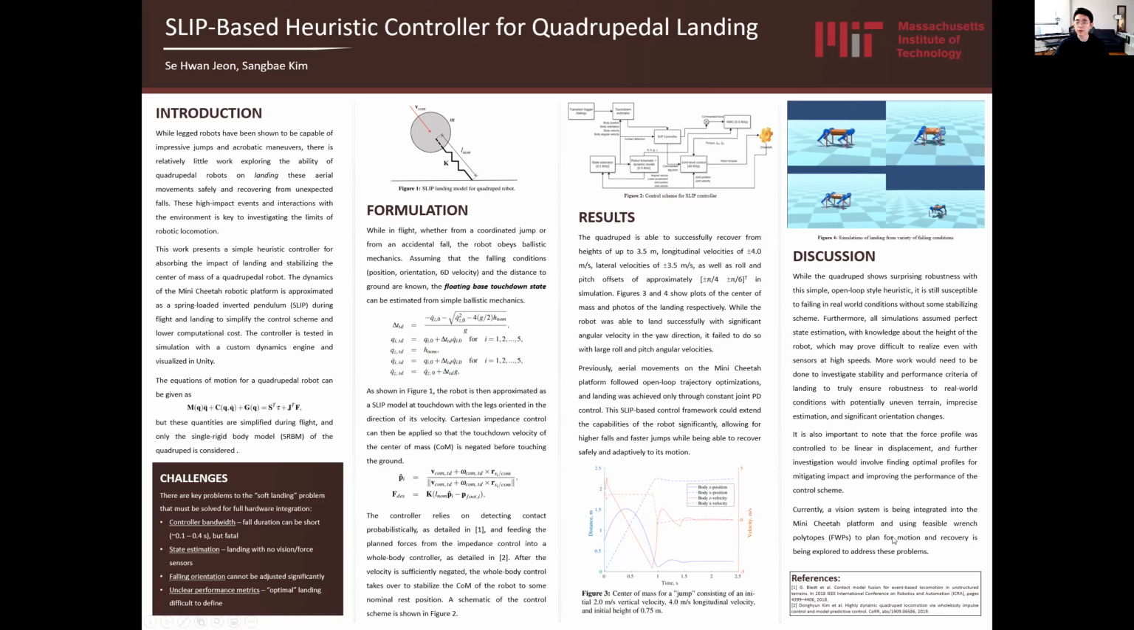For future work, we're exploring integrating a vision system into the mini Cheetah so that it can predict where it is in the environment and see its height offset from the ground more accurately. And also, we're investigating using feasible wrench polytopes to plan for motion and recovery instead of using this very feed-forward open loop style slip controller. We believe that with feasible wrenches, it'll be a more direct correlation to tell between the current velocity and acceleration of the robot to where it should actually be in a region where it can be stabilized.